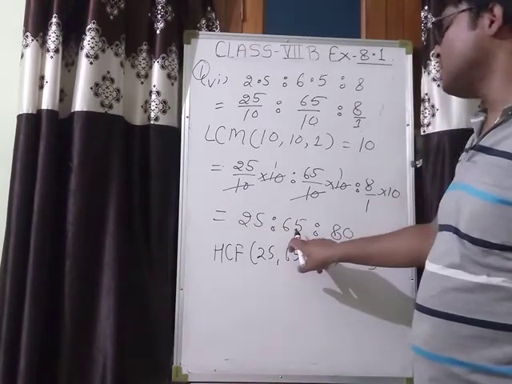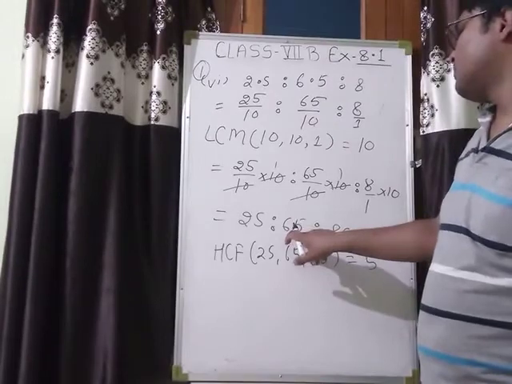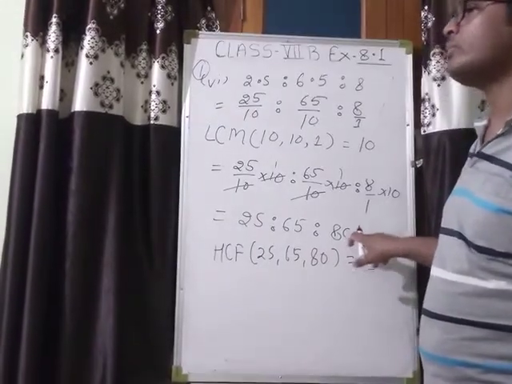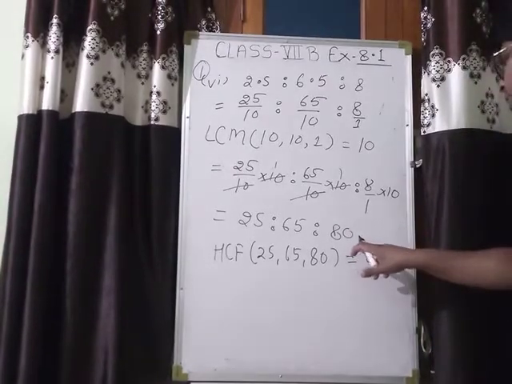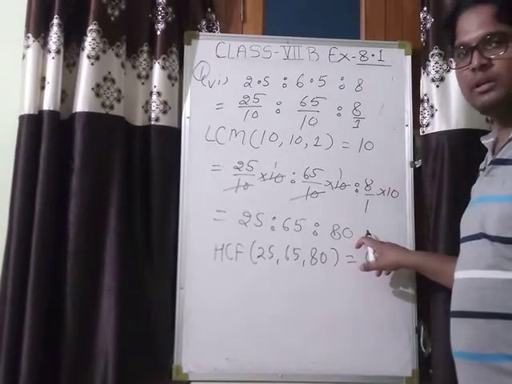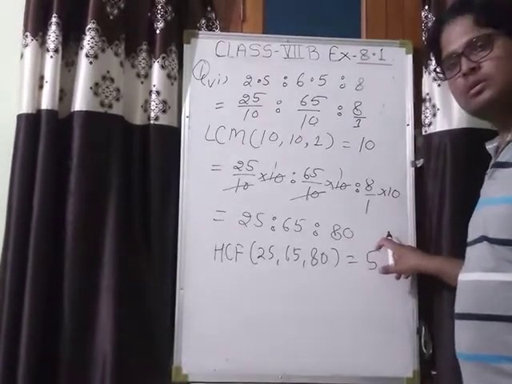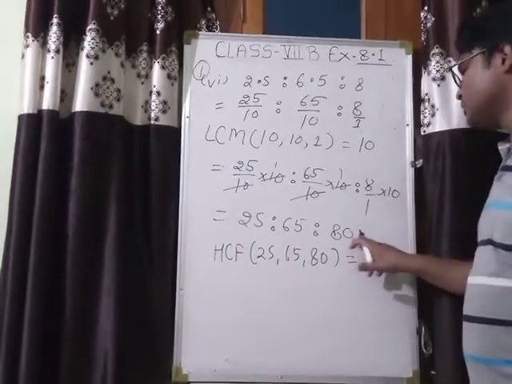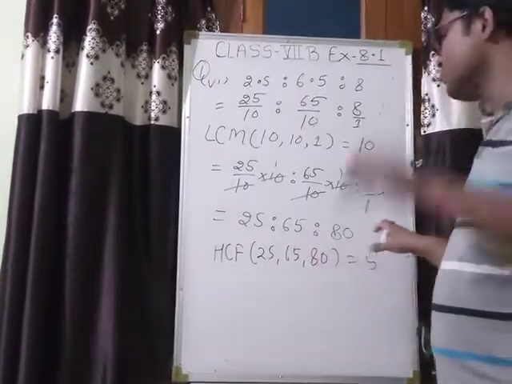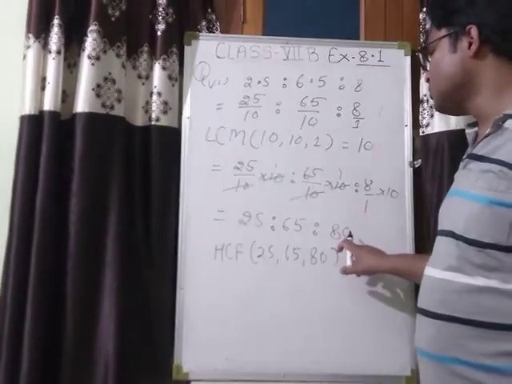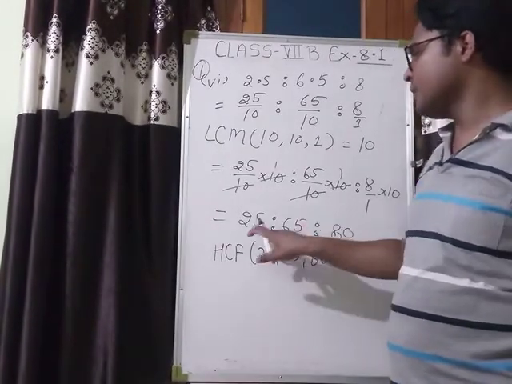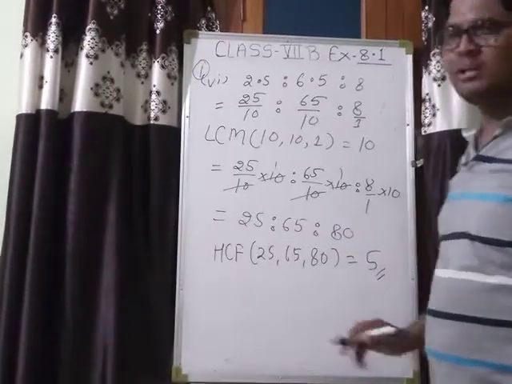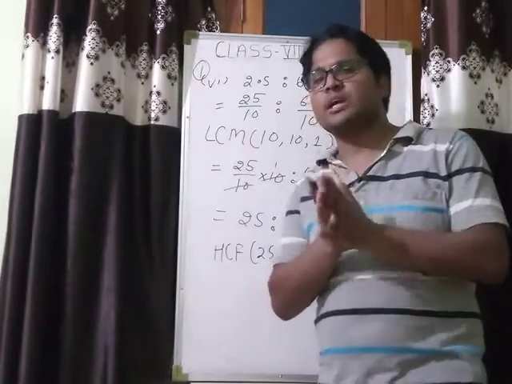5 goes into 25, 5 times 5. 5 goes into 65, 13 times. And 5 into 2 into 2 into 2 into 2 is 80. So the prime factors will be 5 in the first, 13 and 5 in the second, and 2 and 5 in the third. That means the common factor will be 5. You can find this by using the prime factorization method.